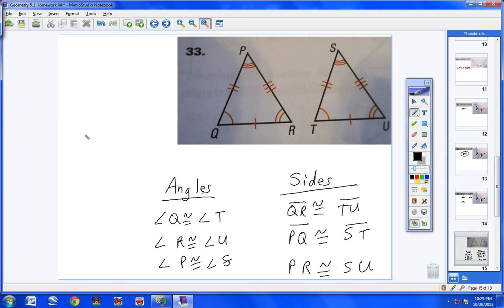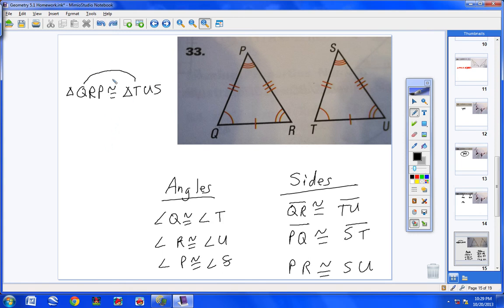Okay, now that we've done that, let's go ahead and write a congruent statement. And there's more than one answer. Okay, I'm going to go ahead and say this. I'm going to say triangle QRP is congruent to triangle TUS. Now I knew that because Q and T both have one slash, R and U both have two slashes, and P and S both have 3 slashes.